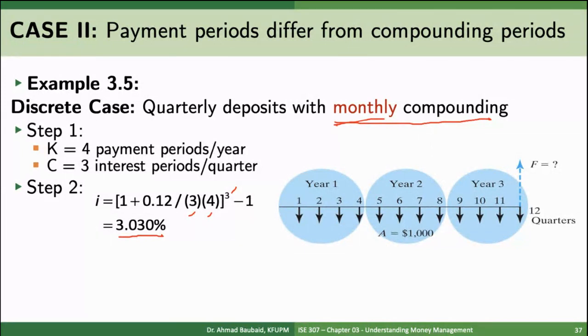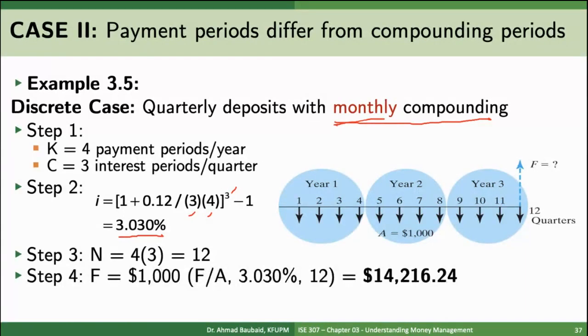Okay? What's next? I need to find N. I already did. N is equal to 12. I have 12 payments. I need to find the future value. So I need to find F given A, because this is an equal payment series. And I plug in the correct interest rate, and I plug in the correct N, which I've just computed, right? So this one here and this one here. I plug in the formula. You already know how to do this. So my A is 1,000, which was given. And I get the final answer, 14,216.24. So that's the future value of these payments.